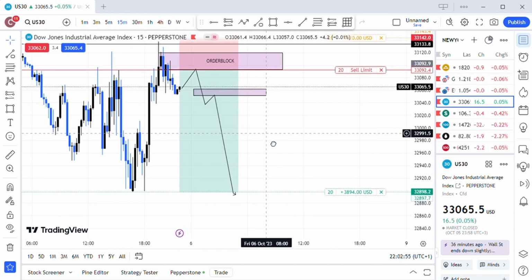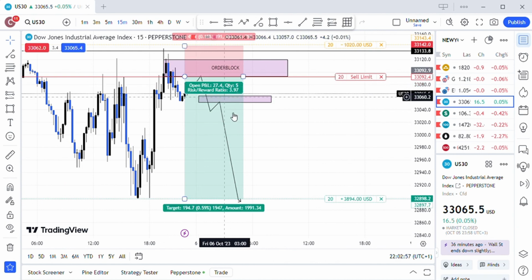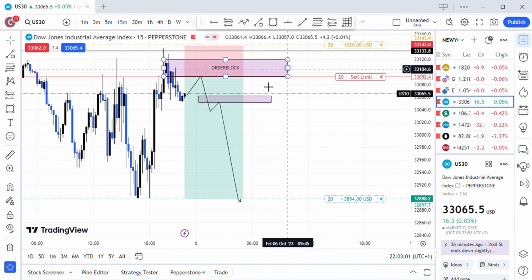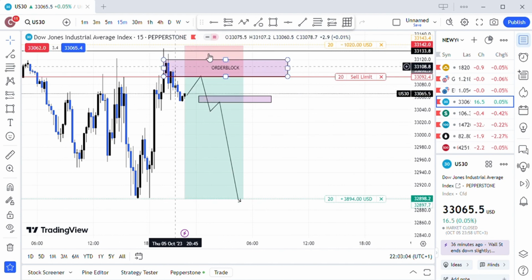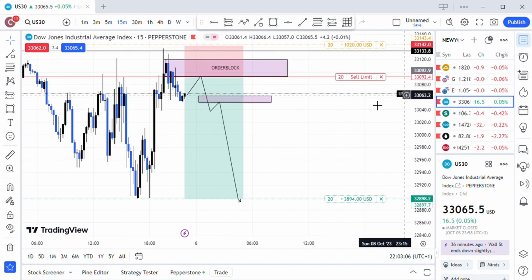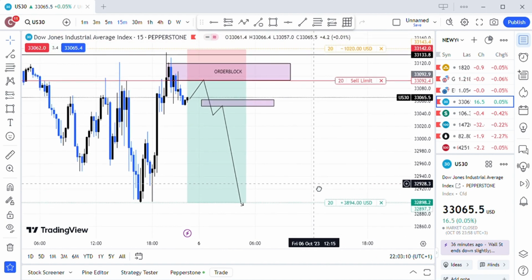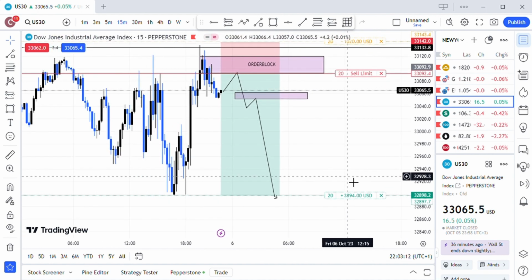Maybe the fair value gap might not be formed. Price might actually try to push down without creating a fair value gap. But here is our order block. I've already set my sell limit here, and I'm risking 1% to make 3%. That's my bias on the US30.